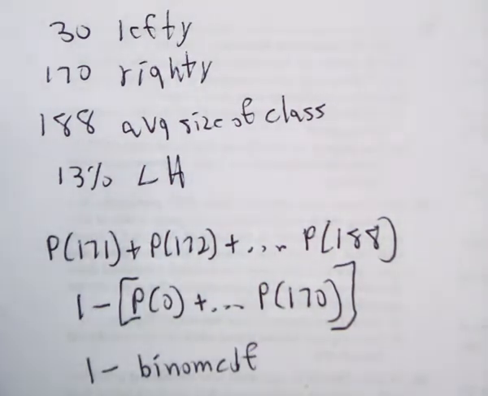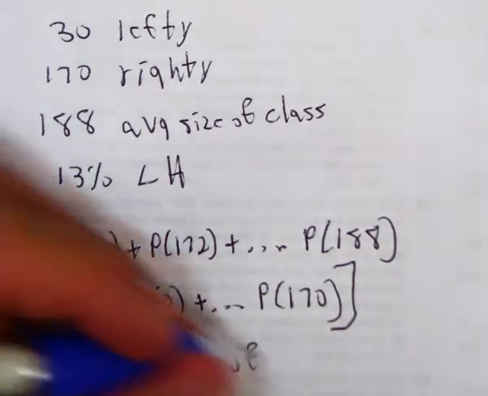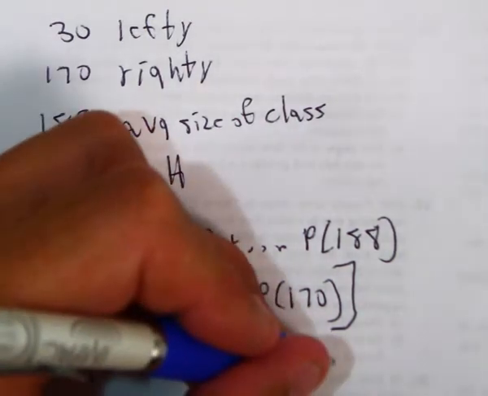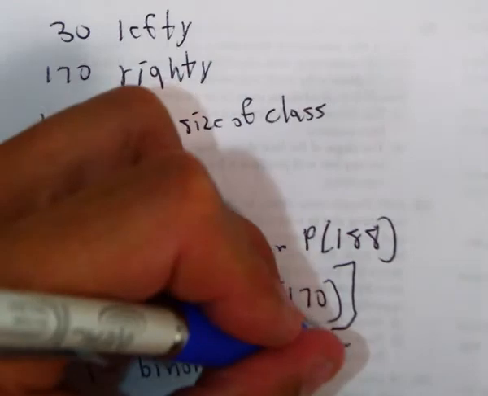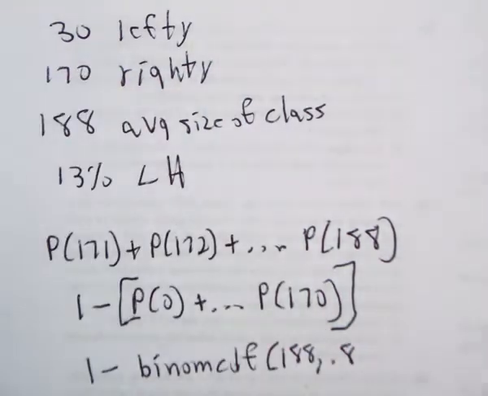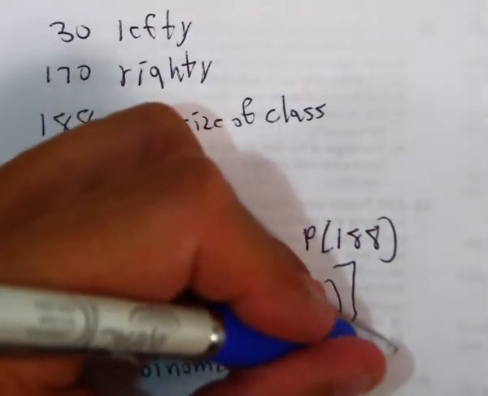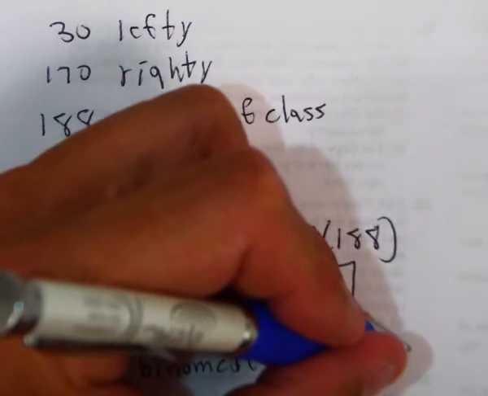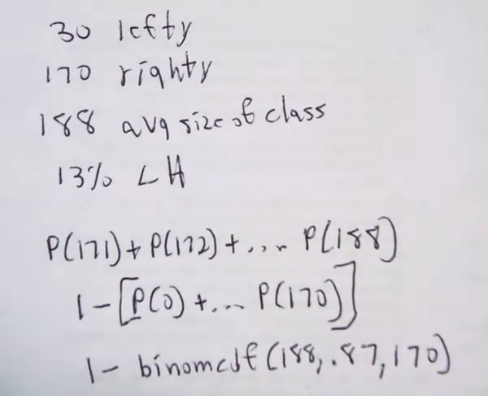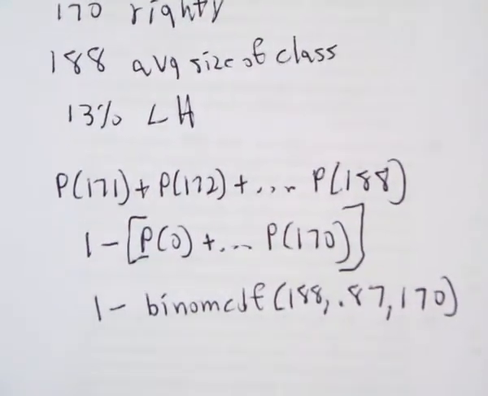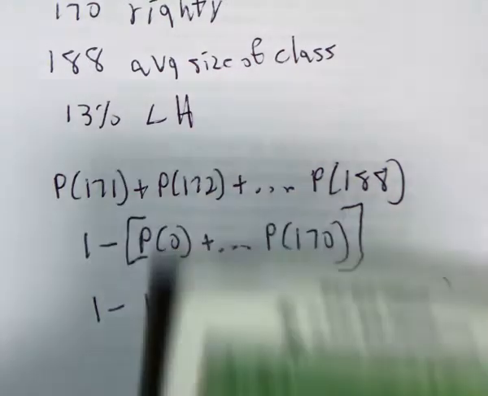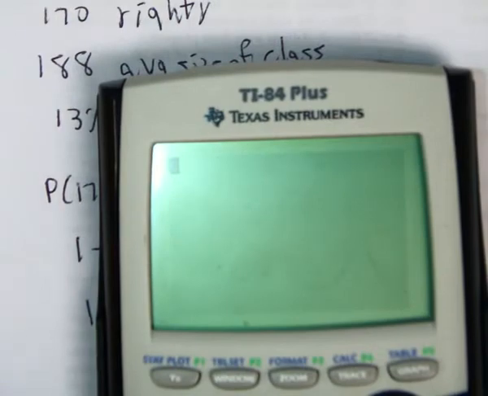So I could do 1 minus binom CDF, subtract that from 1, and I could say, okay, there's 188 people, 87% of them are right-handed, and what's the probability of 170 out of 188 of them being the sum of that, and then I would subtract that from 1. So let's see what that looks like.